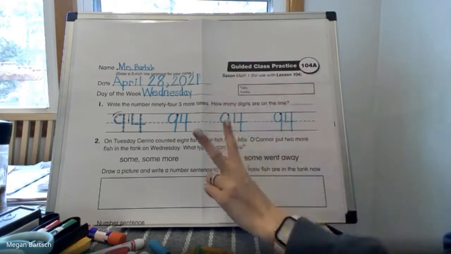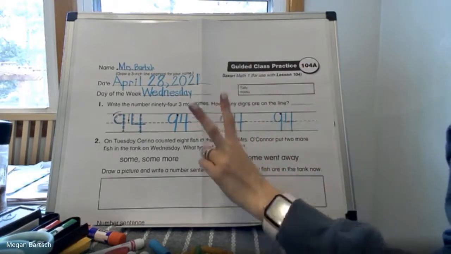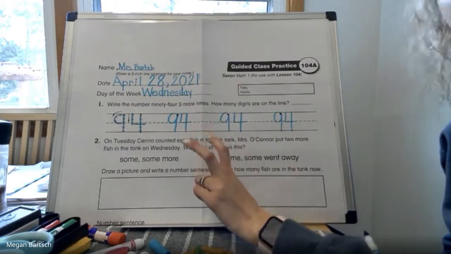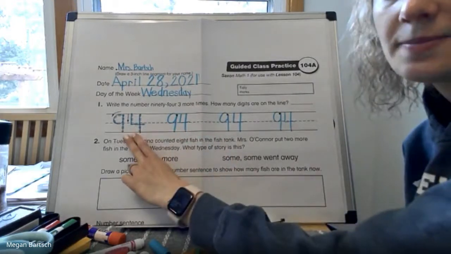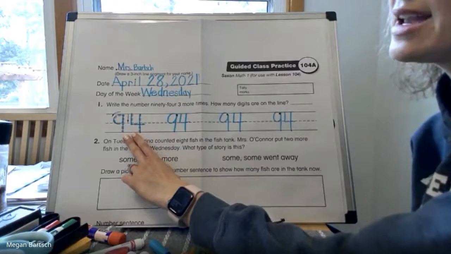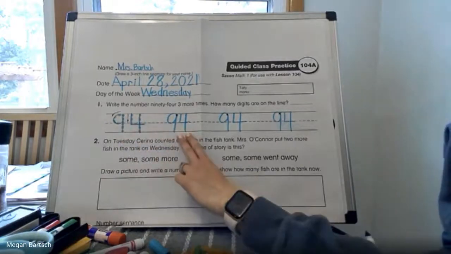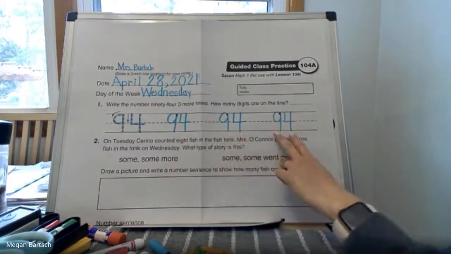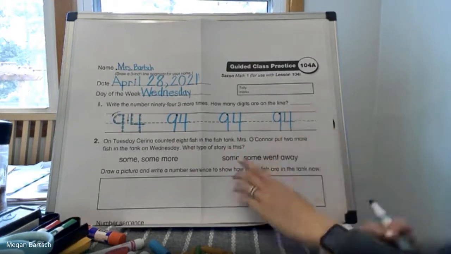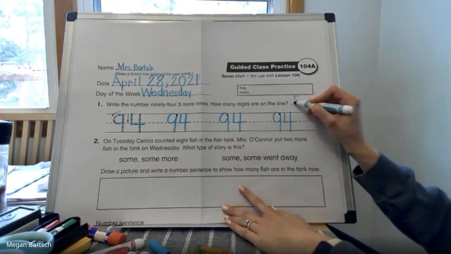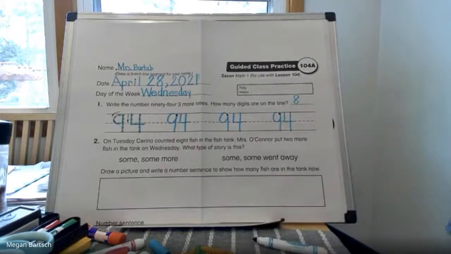Right, when you're done, say, here's my little bunny rabbit. Count by 2s with me. Ready? Set. How many digits on the line? Go. 2, 4, 6, 8. You need to write 8 up here on this little line. There are 8 digits on that line.